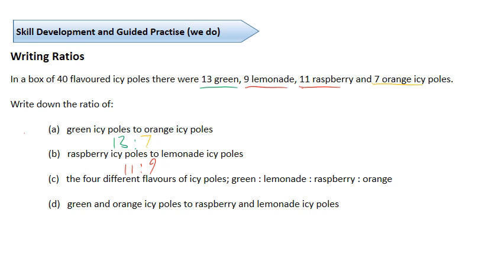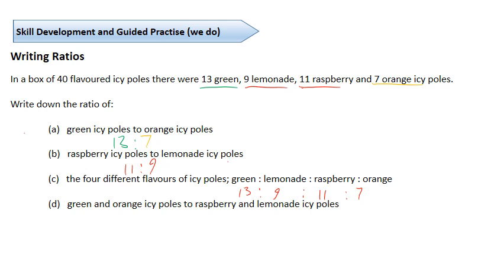So the 4 different flavours of Icy Pole, green, lemonade, raspberry and orange, we want a ratio of those ones. So I'm going to write it underneath it to make it easy. So we got 13 green is to 9 lemonade is to 11 raspberry, which is to 7 orange.